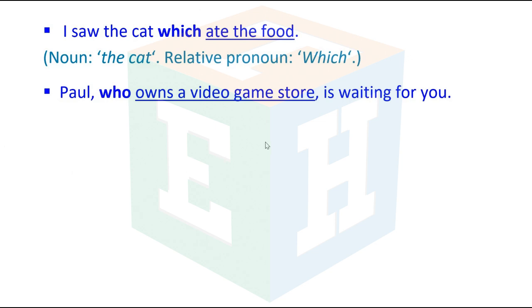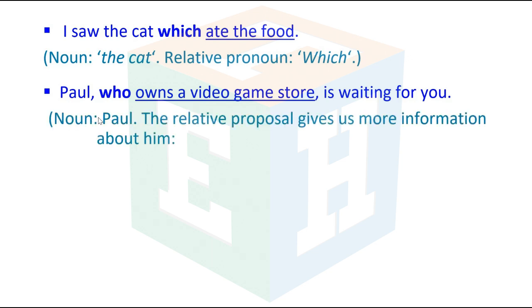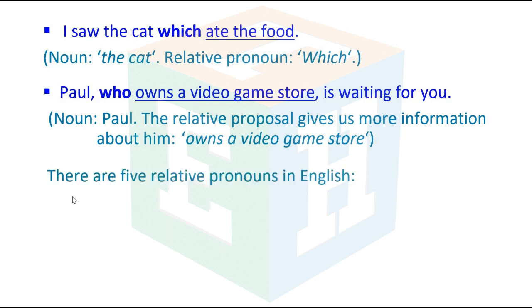Paul, who owns a video game store, is waiting for you. Noun is Paul. The relative clause gives us more information about him. Owns a video game store is a relative clause that gives us more information about the noun, which is Paul.